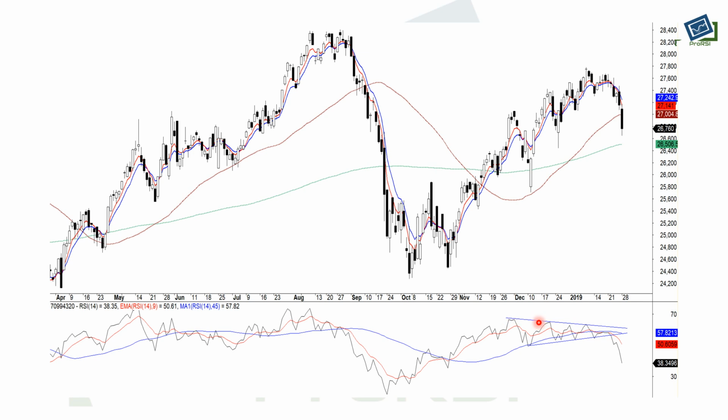Have a look at this one: a tight compression, and then almost a triangle type of formation on the RSI, and then you get this move. So it's a very good type of formation. You can really look forward to trading this type of formation.